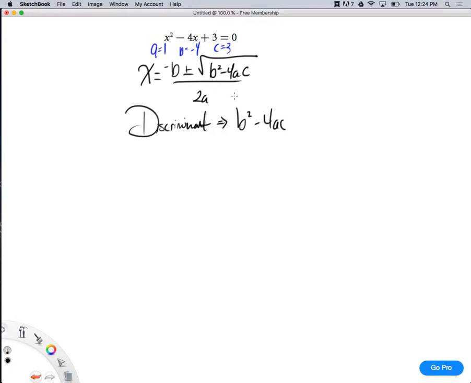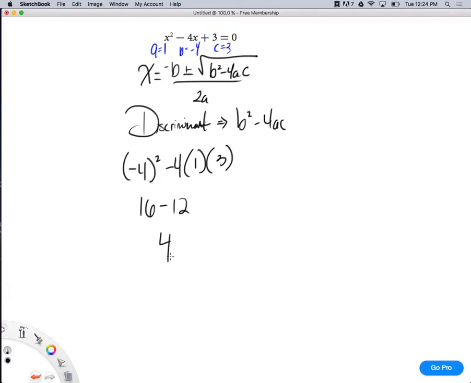If I'm trying to determine how many solutions I have, I don't have to do the whole quadratic formula. I just have to find the discriminant. Any questions on this, guys? The discriminant is how we find the number of solutions. Okay? So we get negative 4 squared minus 4 times 1 times 3. Negative 4 squared is 16. Minus 4 times 3 is 12. 16 minus 12 is 4. Class, is that positive, 0, or negative?